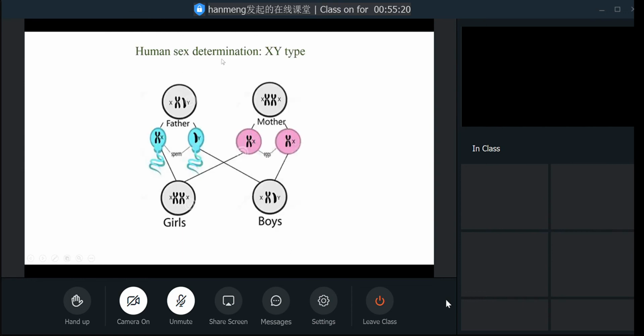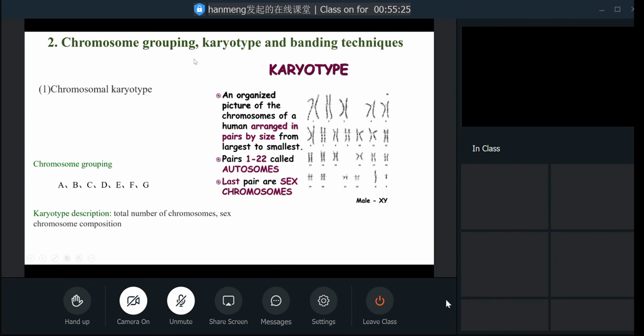Learn some fundamental knowledge of the chromosome. Then we will learn the chromosome grouping, karyotype and banding techniques. And the karyotype and banding techniques are the most important basis for diagnosing chromosome disease.